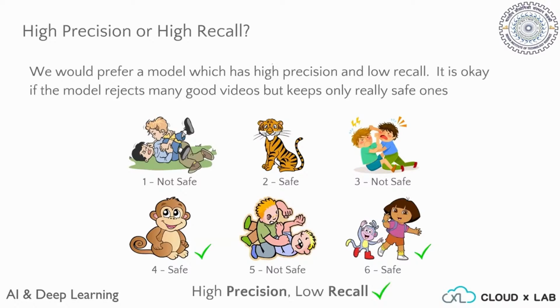But since precision is high, recall will be low. But we don't care about recall here, right? We only care about precision, so we would prefer a model which has high precision. It is okay if the model rejects many good videos but keeps only the really safe ones. What we want is, if the model is telling that this video is safe, it has to be safe. So we want high precision, and since precision is high, recall will be low, right?